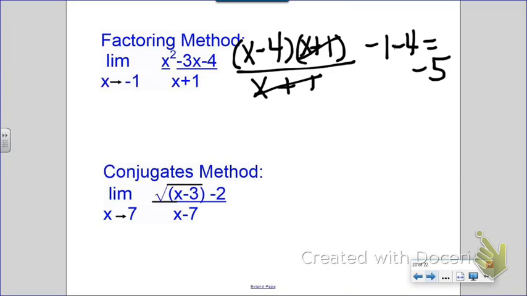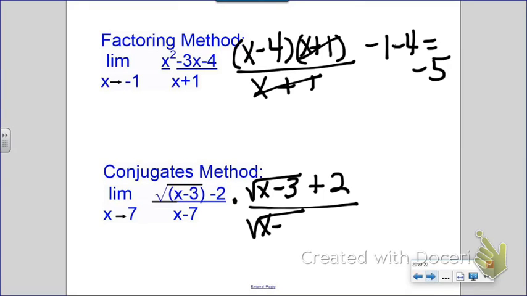On the second one, we use what's called the conjugate method. The conjugate is the same factor in the numerator with the other sign. So this would be negative 2, we'd have plus 2. If it were plus 2, this piece would be minus 2. We have to multiply both the top and bottom by this value. It's called its conjugate.